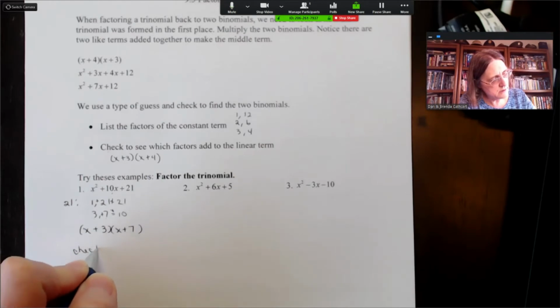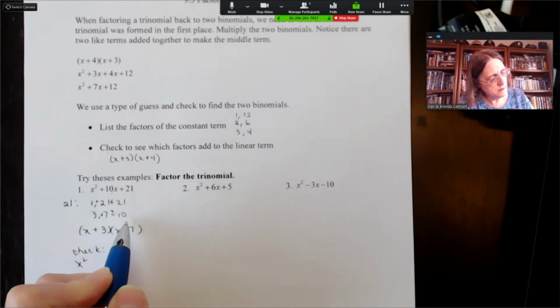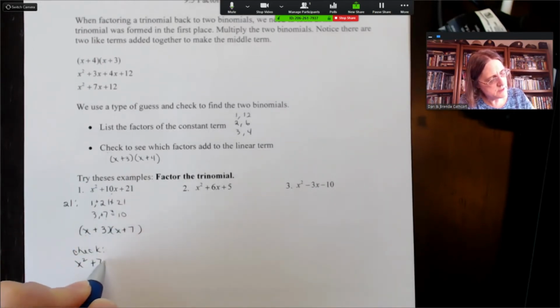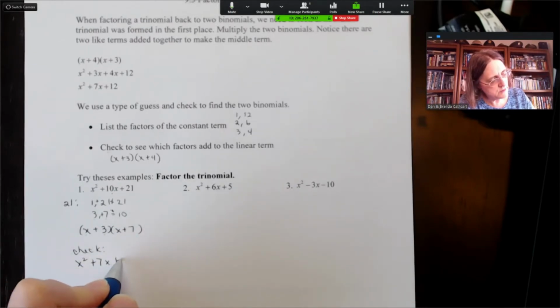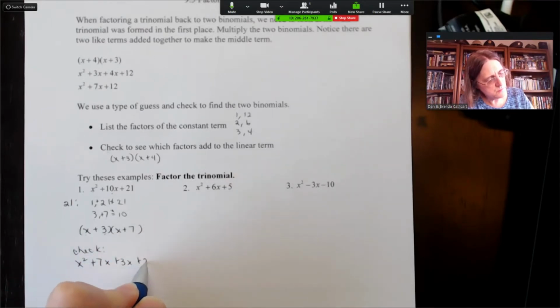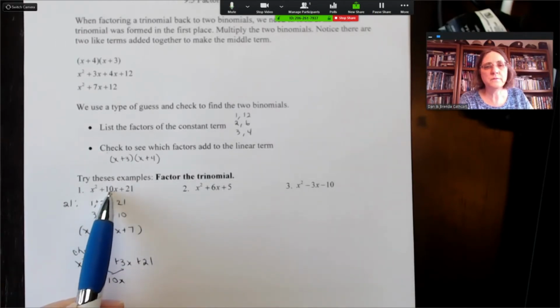Here's our check. We're going to do first, x times x is x squared. Outer, x times 7 is 7x. Inner, 3 times x is 3x. And then last, 3 times 7 is 21. Notice that our outer and inner terms add to 10x as required.